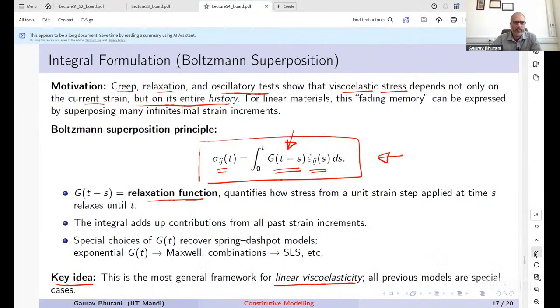Briefly talked about the Boltzmann superposition principle, the relaxation kernel G, which tells us how the history is incorporated in the material. And there's a fading memory effect. So the recent times have more impact than the previous older times.